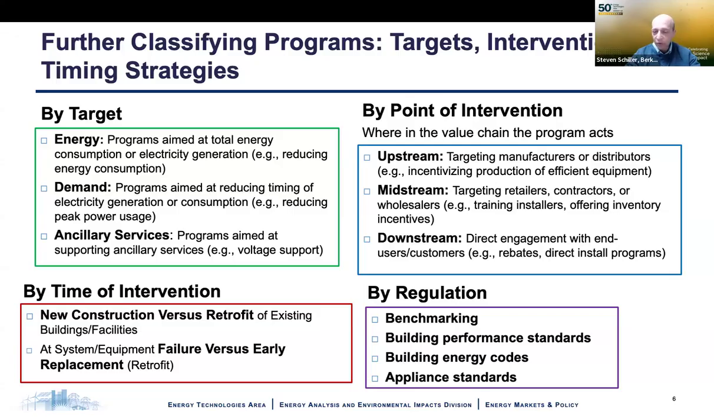And then also by regulation is another way in which to put your programs together. Voluntary or mandatory: benchmarking, encouraging information to be provided out about, say, for example, buildings; performance standards, again, voluntary or potentially mandatory expectations for how buildings should perform with respect to their energy consumption; energy codes, of course; and appliance standards, whether federal or state.